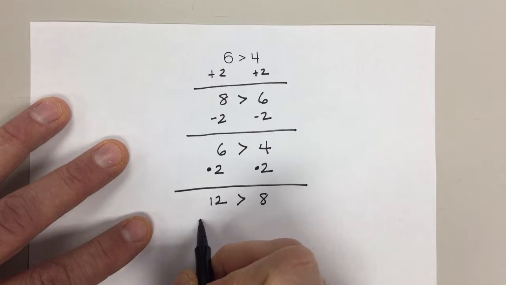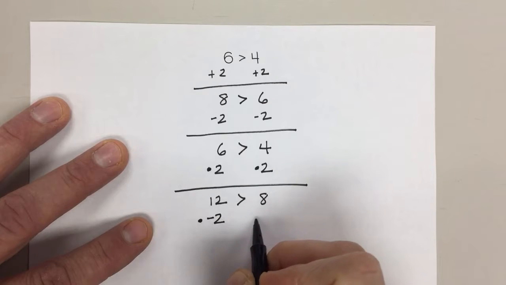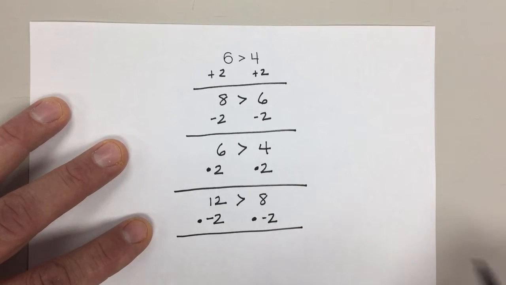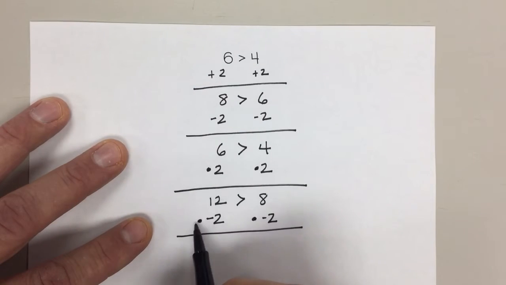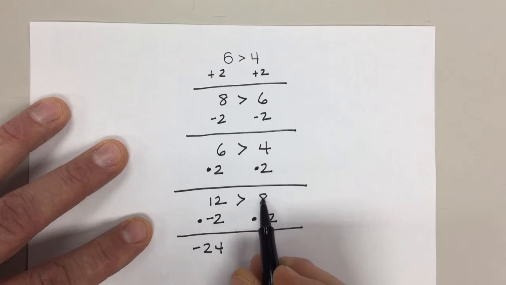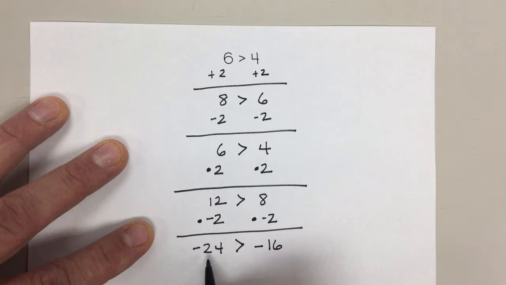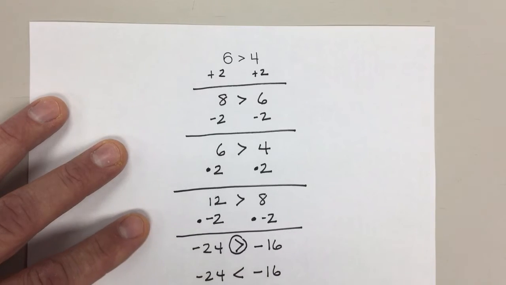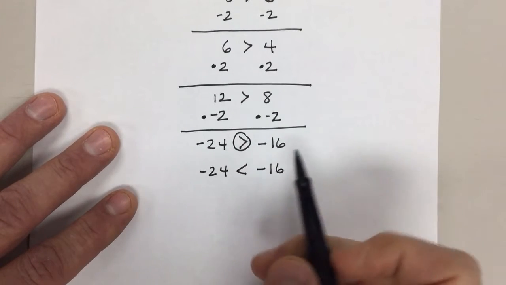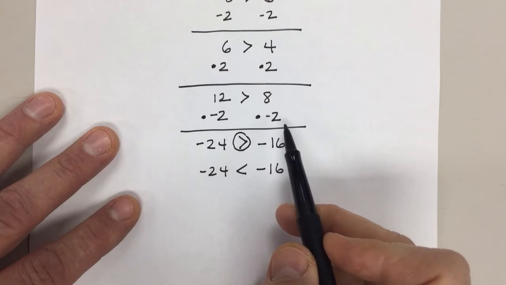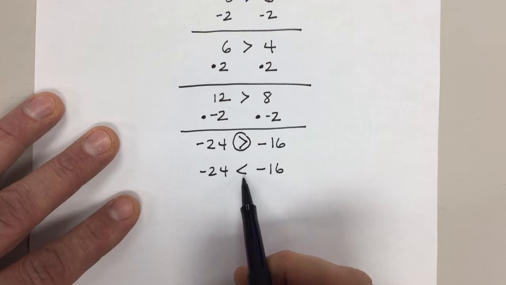This time, I'm going to multiply by negative 2. And I must do it to both sides to keep it true. 12 times negative 2 is negative 24. 8 times negative 2 is negative 16. Now, if I kept the symbol the same, negative 24 is greater than negative 16. That is not true. Negative 16 is greater than negative 24. The more negative something is, the smaller it is. So in order for this to be correct, I would have to switch the direction of this sign. So that is why when we multiply both sides of an inequality by a negative number, I am required to switch the sign in order to keep it true.